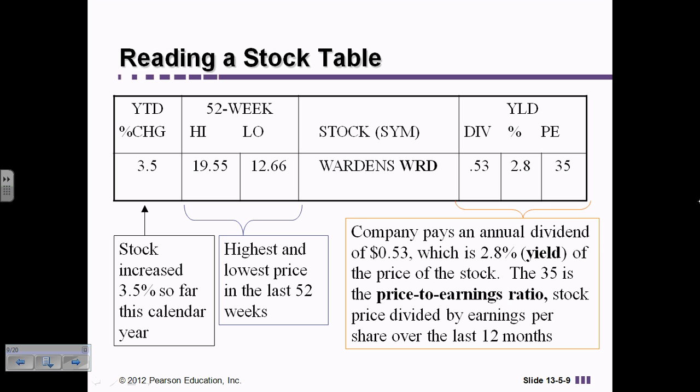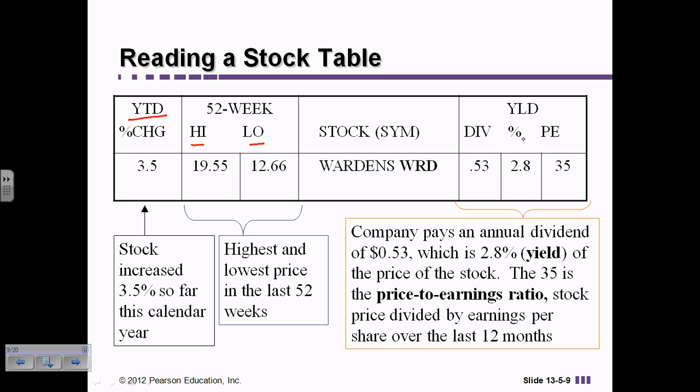One of the categories you'll see here is a year-to-date percentage change, and that just tells you what percentage it's increased or decreased this calendar year. Then there's going to be another column that talks about the 52-week high and the 52-week low, and that's, again, basically what's the highest value for that year and what's the lowest value for that year.